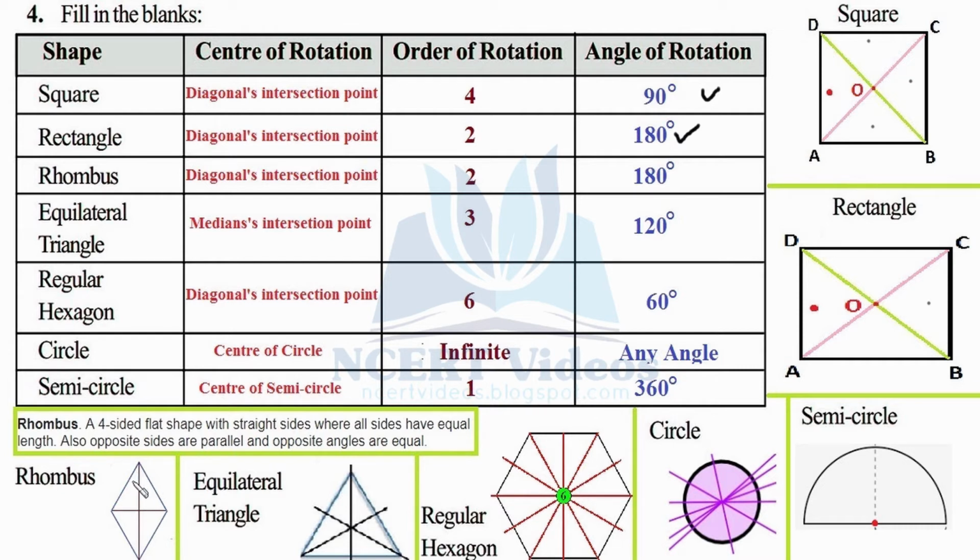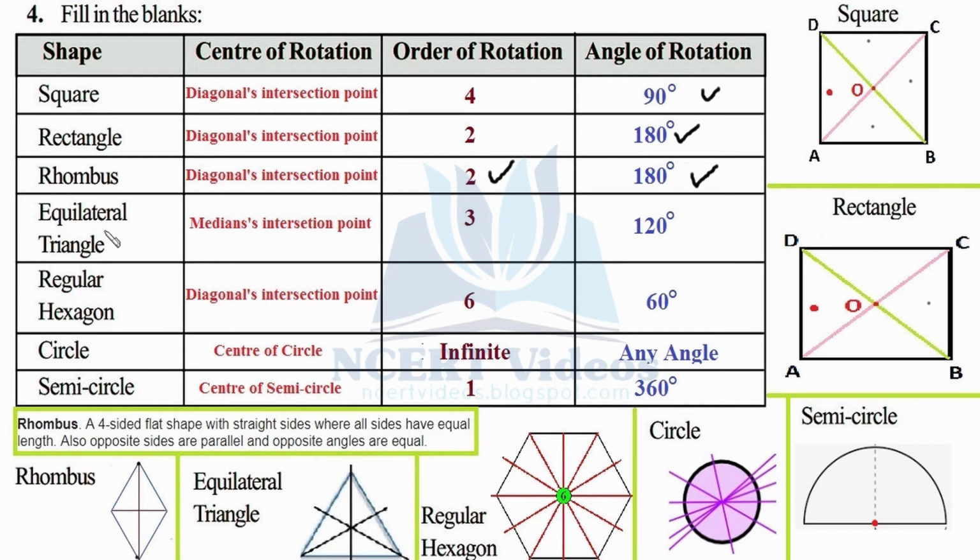Because take a reference point here. You rotate it 90 degrees, this will come here, but that will not appear similar to this image because that will be like this, which is not similar to this one. But again, when you rotate it 90 degrees, this point will come here and it will appear like this. So 180 degrees is same as we have for rectangle, and order of rotation is 2.